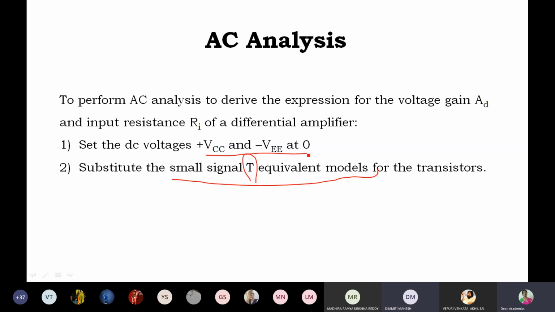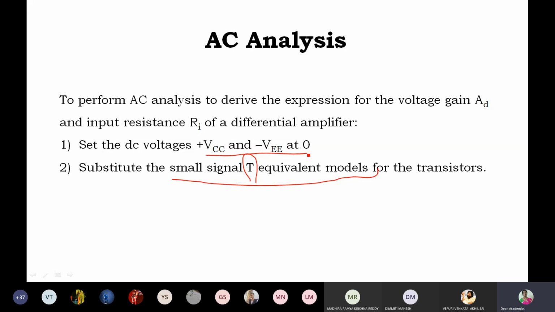Another step is shown here, underlined. DC voltages are set to 0. The positive voltage VCC DC and the negative voltage VE DC are set to 0. So for the actual amplifier circuit, that we are now studying, the single input, balanced output differential amplifier, we are going to carry out DC and AC analysis.